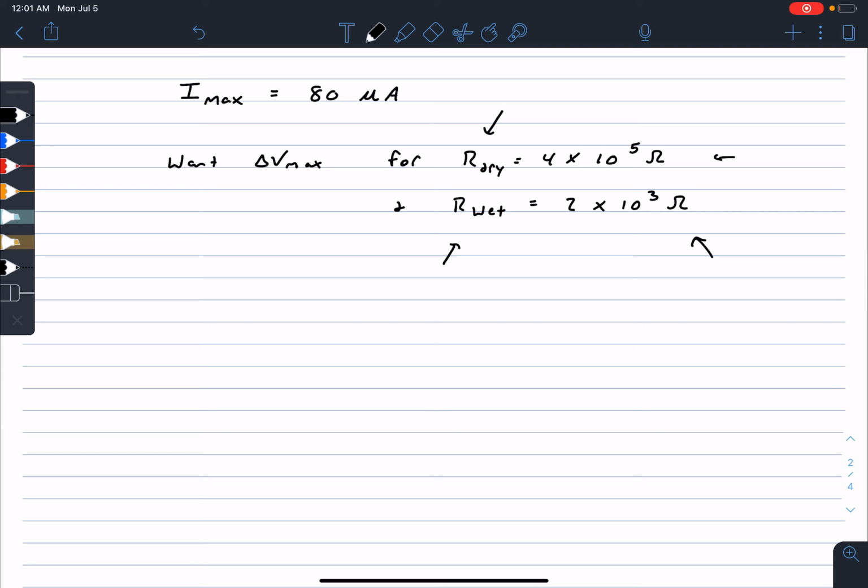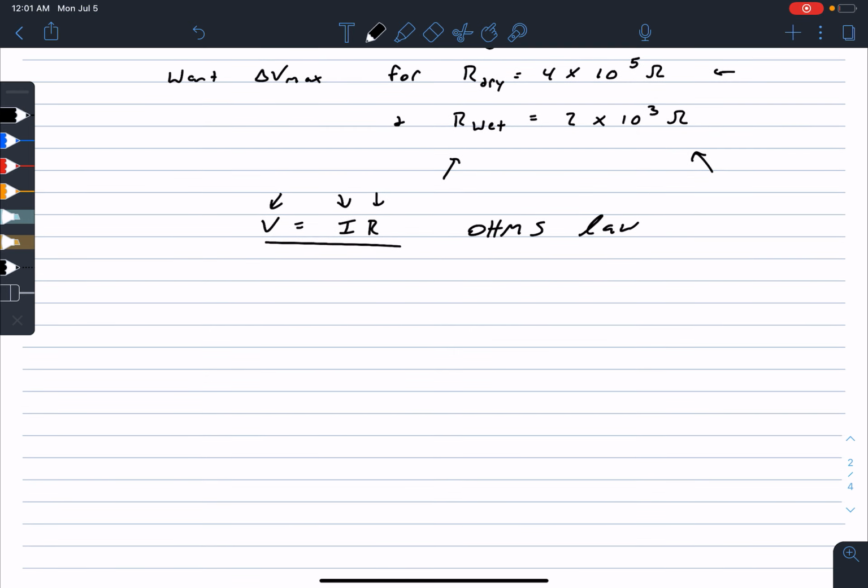Okay, all we really need to do here is use Ohm's law. V is equal to I times R. Voltage is equal to current times resistance. Ohm's law. That's worth remembering. So we're going to have V is equal to, for the first scenario, 80 times 10 to the negative 6 amps. That's what we're given, that's the current, times 4 times 10 to the 5 ohms. That's going to equal 32 volts.